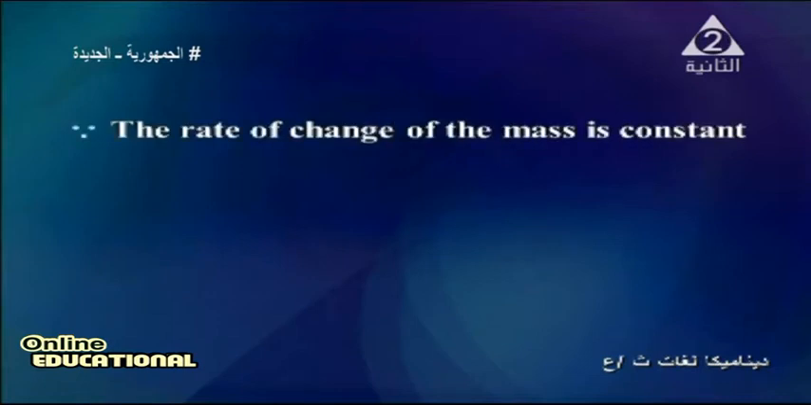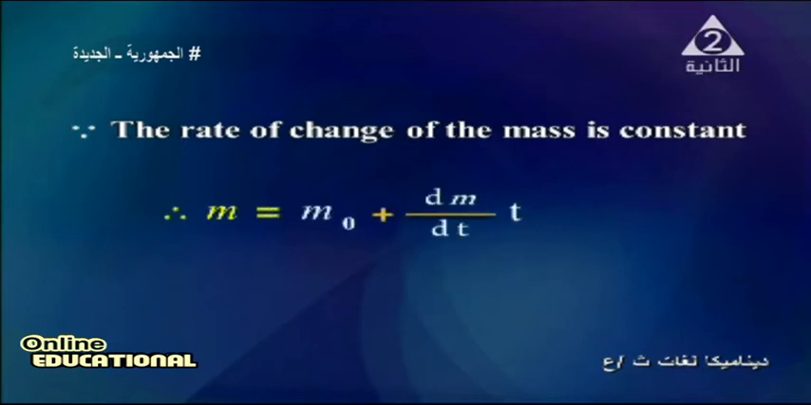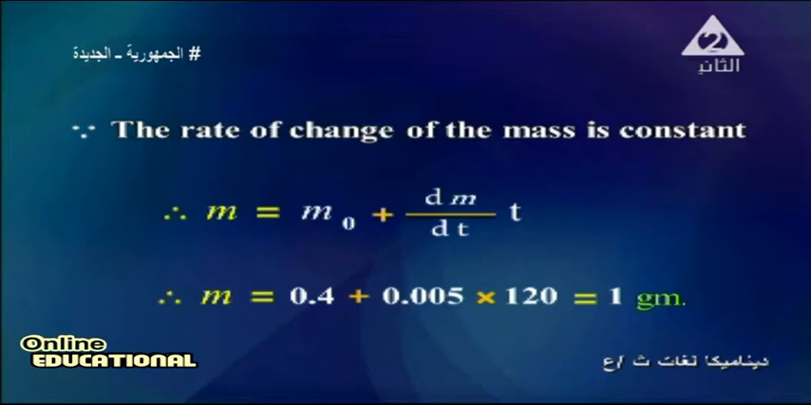Now, the rate of change of the mass is constant. Then m equals m naught plus dm/dt times t. The mass of the raindrop, m, equals the initial mass 0.4 plus the rate, which is 5 milligram per second, but we divide it by 1000 to convert it to gram, times the time 2 minutes, which is 120 seconds. Then the mass equals 1 gram.